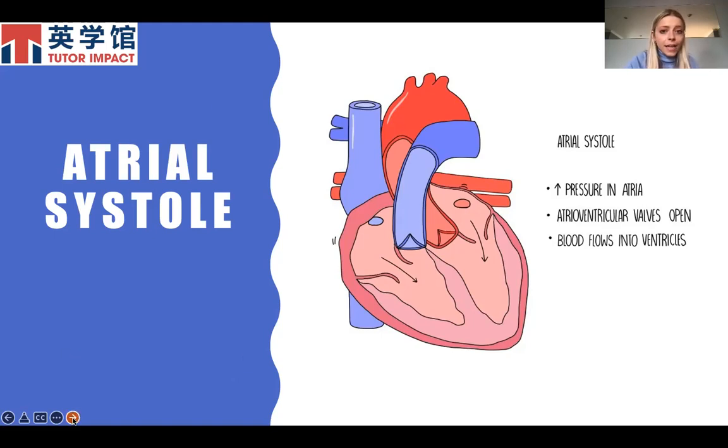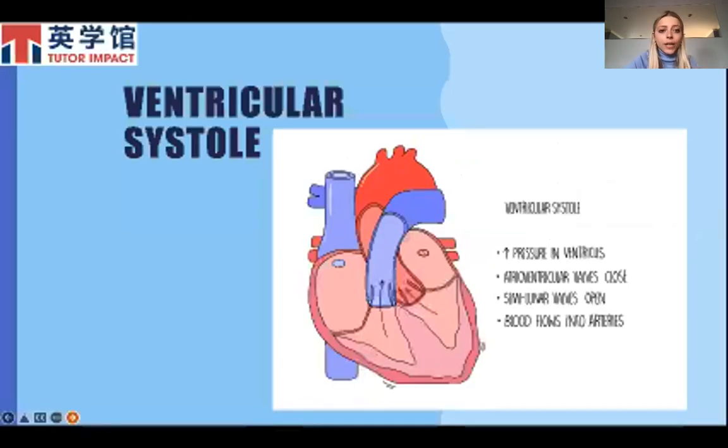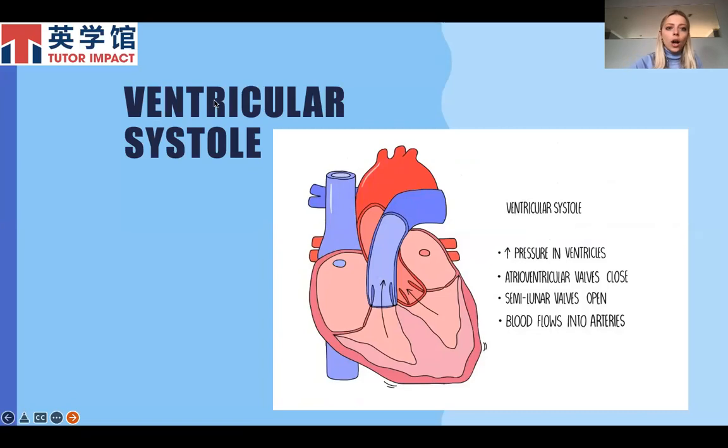What happens next is, so that blood has gone from the atria into the ventricles, we then have ventricular systole. So the ventricles, like the atria, it's their turn to contract. The ventricles contract while the atria are relaxed. And again, this decreases the volume inside the ventricles. So again, the ventricles get smaller as they're squeezed, which, like the atria in atrial systole, increases the pressure.